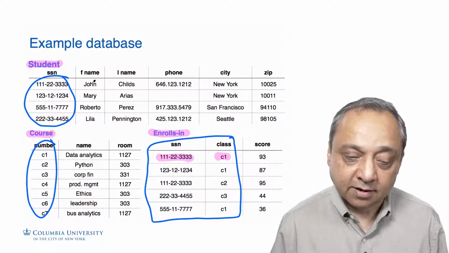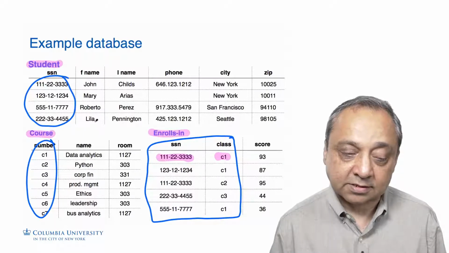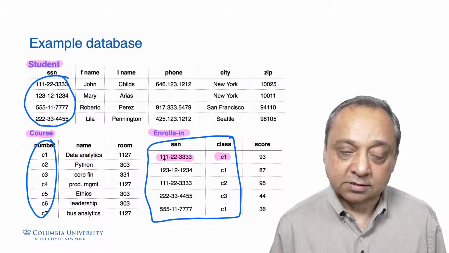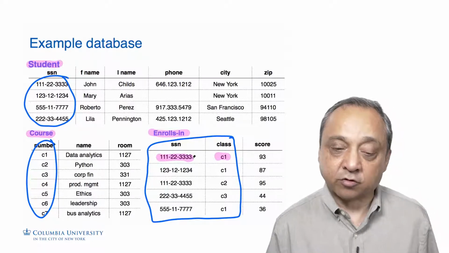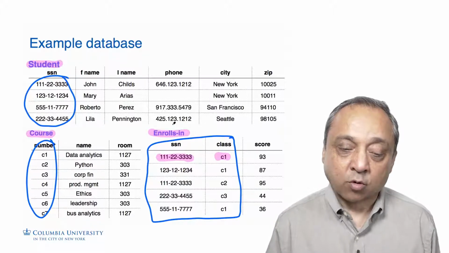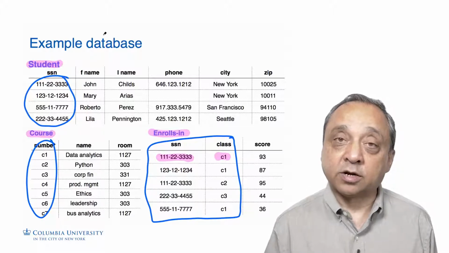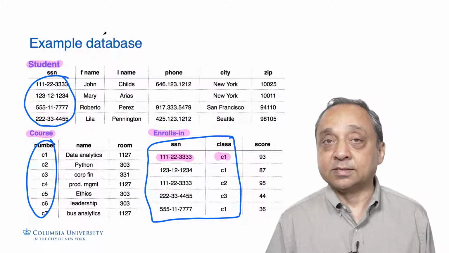We can see that the two tables are linked by social security number, right? 111222333 is John's social security number, and that's the linkage between the students and the enrolls in tables. So in the select statement, the first thing you want to tell it is what data you want to see. Remember, what we're getting from a select command is another table.